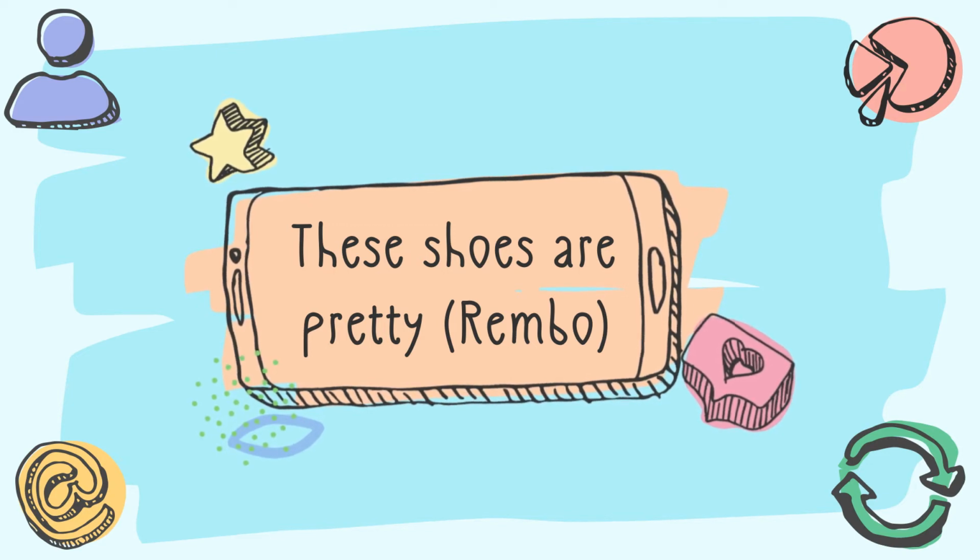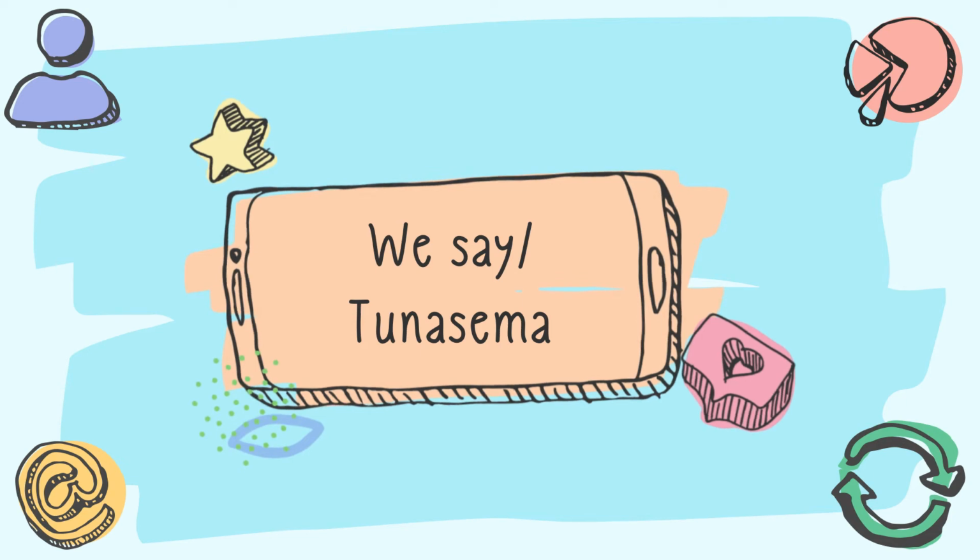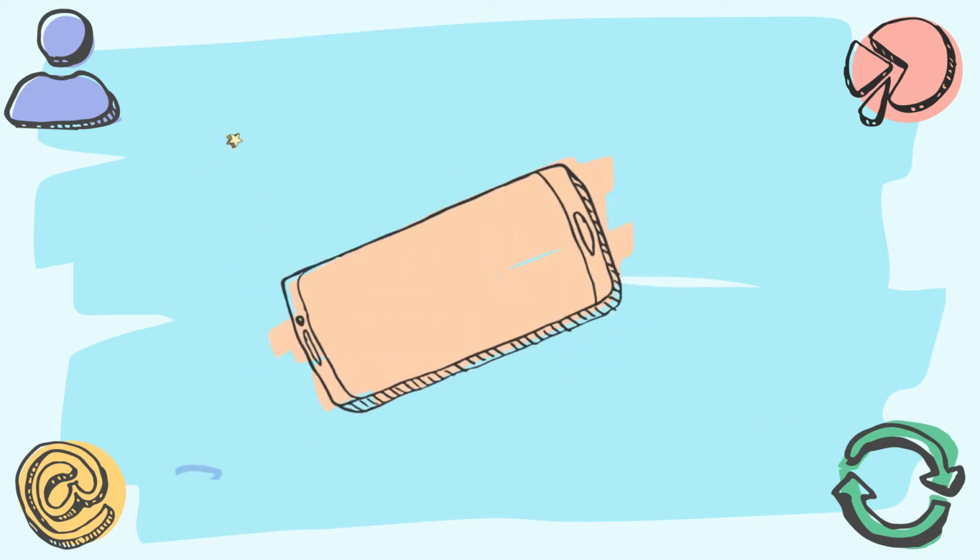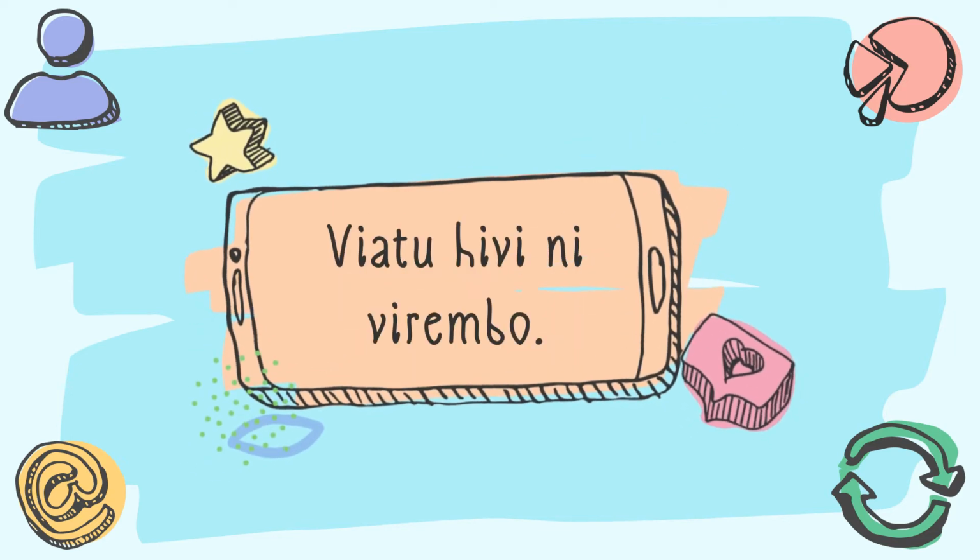Tunasemaje, these shoes are pretty. To respond to that question, you might want to start with tunasema, then give your answer. In this case, viatu hivi ni virembo. As you can see also in this instance, VI agrees with the noun class marker in rembo. Hence, viatu hivi ni virembo.